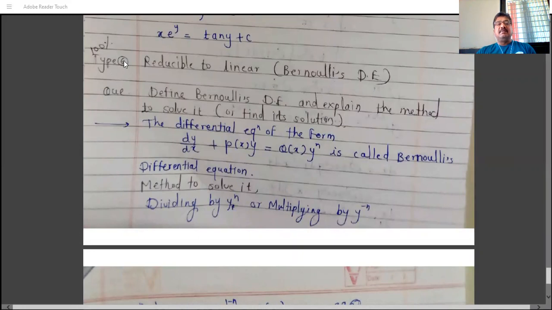And this is the type number 8. This is the last type of this paper, that is paper number 2, calculus, and this is the last type of the differential equation. So the question is, define Bernoulli's differential equation and explain the method to solve it or find its general solution.